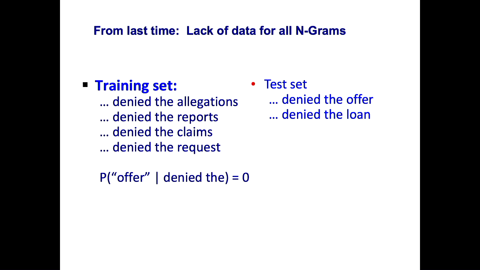Here's the problem. If you're using this to do other kinds of modeling, and we're not going to do all that much, it's an important thing to think about. What if you don't have the data? What if, in your test set, you're trying to figure out, according to your model, how good a sentence is, and the sentence has "denied the offer", but the probability that you have "denied the" and the next word is "offer" is zero in the training data, meaning the trigram "denied the offer" doesn't occur in the training set. It only occurs in the test set.